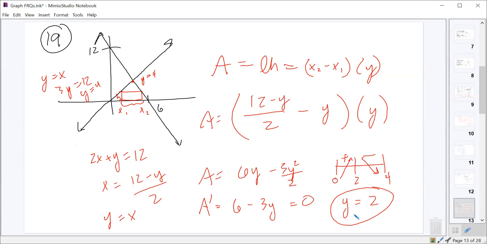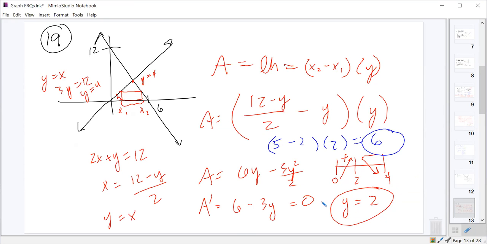And I assume it asks for the actual maximum area. Is that right? Let me read back here. Yeah, the area of such largest triangle is that. So we'll just put in the 2. 12 minus 2 is 10, or 2 is 5 minus 2 times 2 ought to be, looks like 6. What choice is that? Choice A.